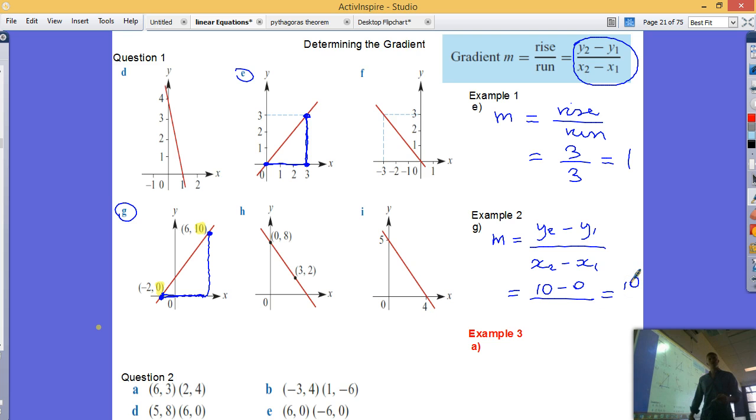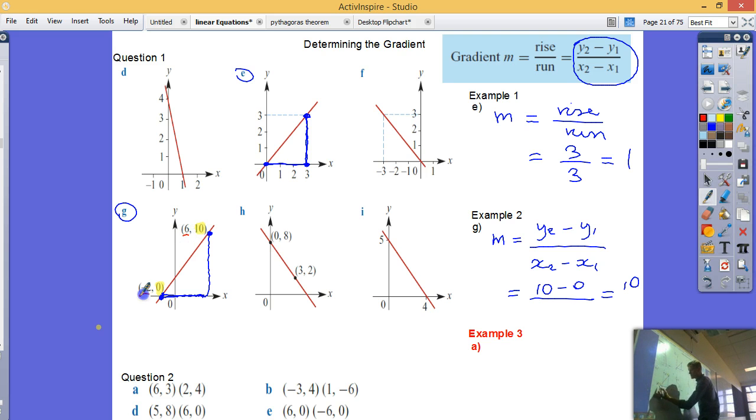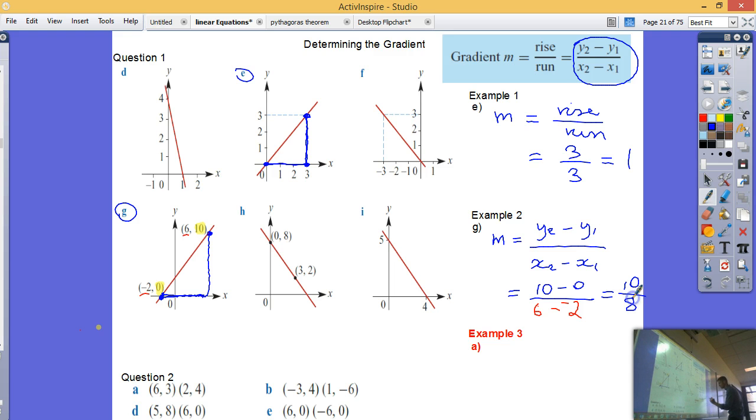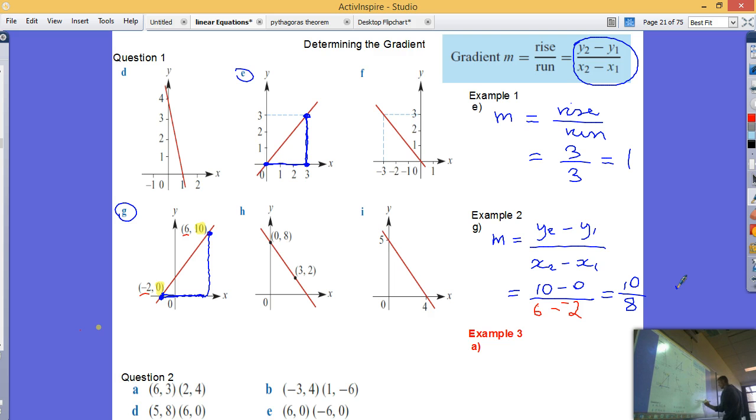Now what about the difference in my x values? It starts at -2 and it goes across all the way up to 6. So going from -2 to 6, x2 is 6, subtract x1 is negative 2, and doing that subtraction, seeing the difference between those two numbers, we see there are 8. It is 8. So simplifying that, and we get a gradient of 5 quarters, or 5 over 4, as a gradient value.